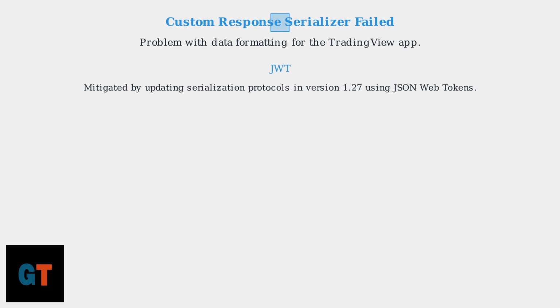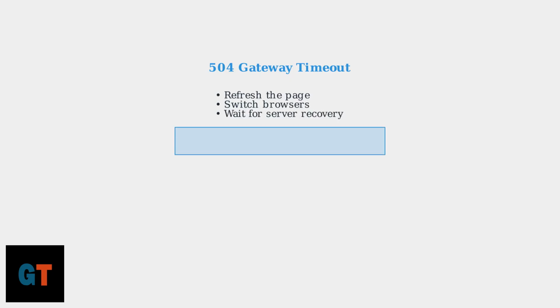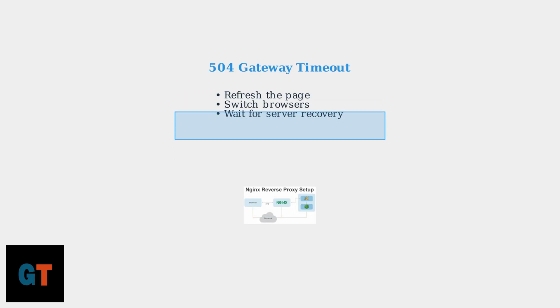This was mitigated by updating serialization protocols in version 1.7 using JSON Web Tokens. Since late 2025, TradingView has upgraded its infrastructure by migrating to a hybrid cloud architecture using AWS and Google Cloud and implementing edge computing. To troubleshoot 504 Gateway Timeout errors, start by refreshing the page to retry the request.